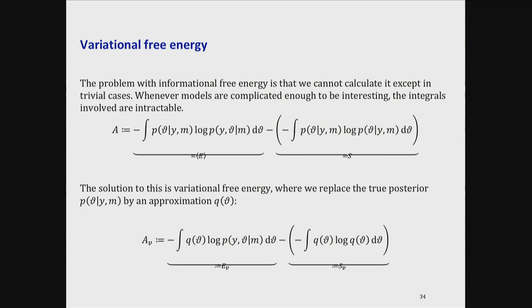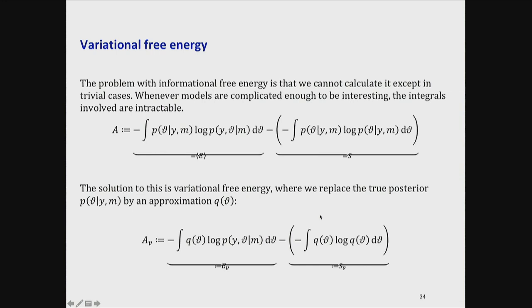It has to be positive, or at least non-negative, maybe zero. It's been non-negative, and it has to integrate to one. That's the only condition. And we insert it everywhere where we have the posterior that we don't know. We put it in here. And we call this the variational free energy.